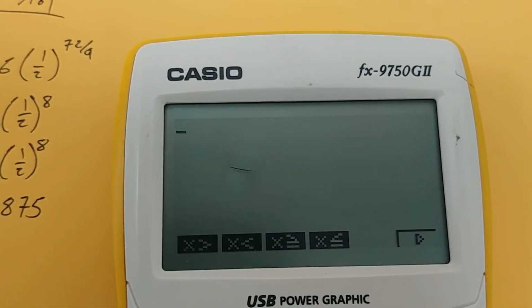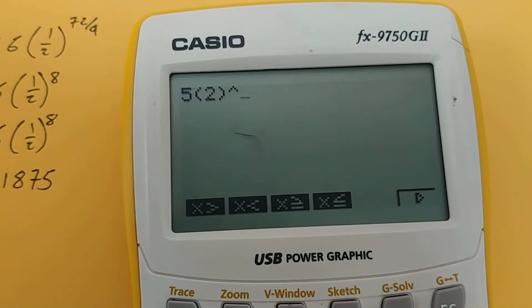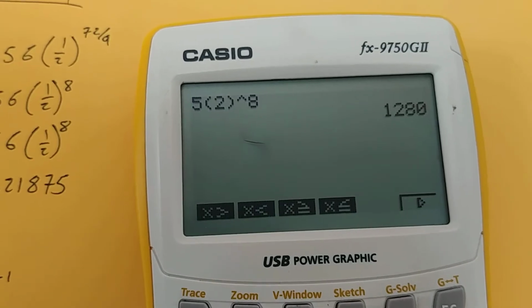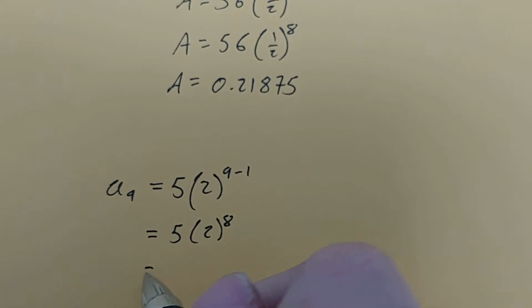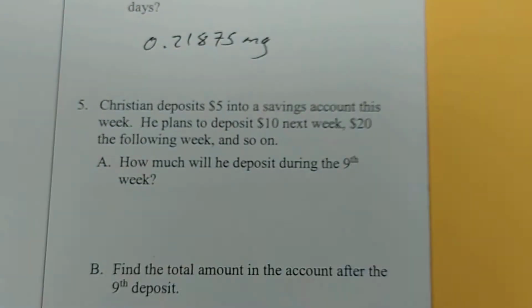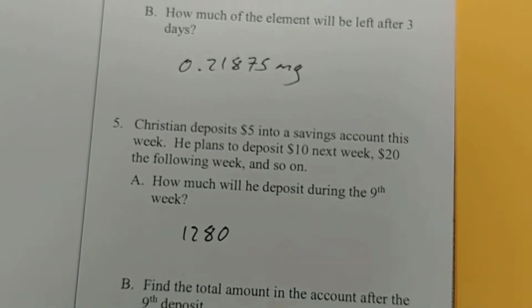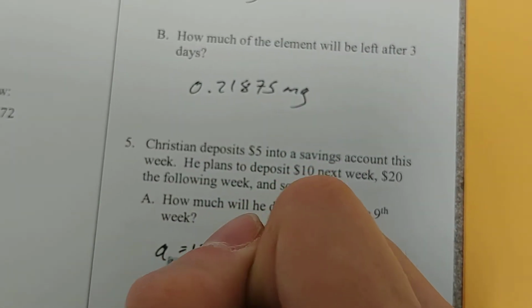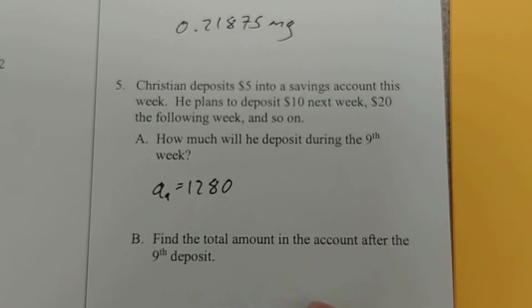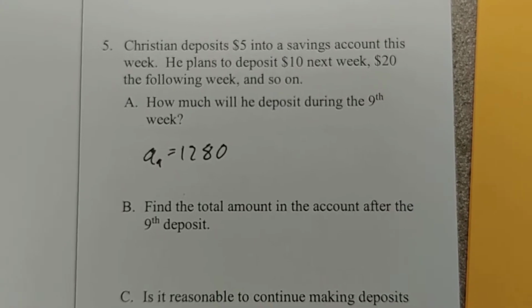Let's put this in the calculator. So you can have 5 parentheses, 2 parentheses raised to the 8th power. That is equal to $1,280. That's how much money he's going to deposit on the 9th week. You can also write it as a sub 9 to represent the 9th week. Find the total amount in the account after 9 deposits.